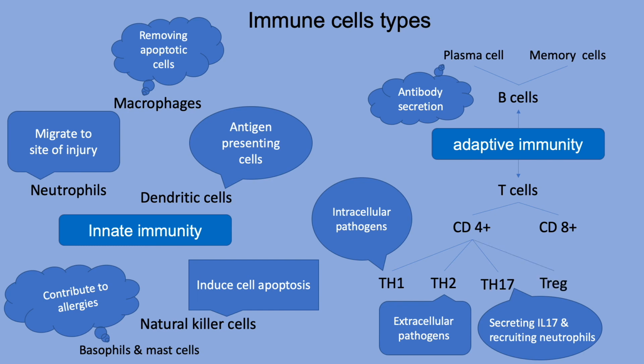Regulatory T cells, namely Tregs, monitor and inhibit the activity of other T cells. They prevent adverse immune activation and maintain tolerance, or the prevention of immune responses against the body's own cells and antigens.